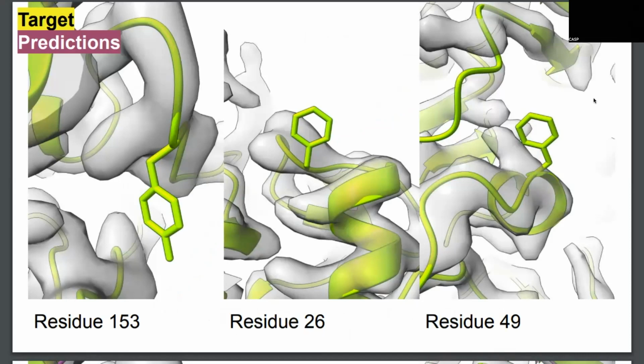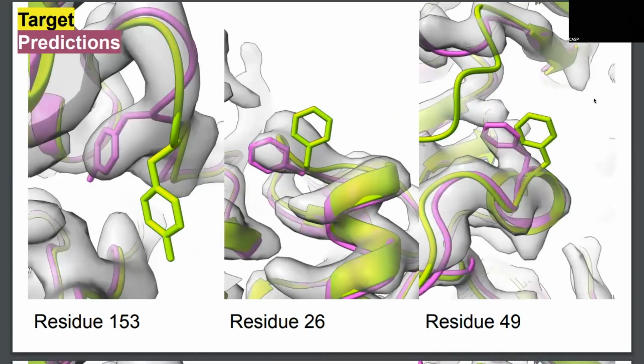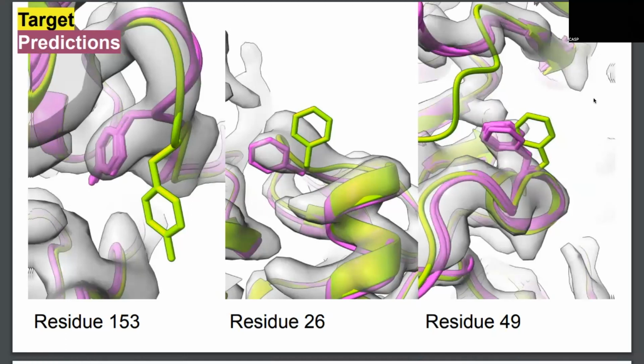So this is why we have CryoEM experimental maps when we do these assessments, not just the target, because the targets do tend to be a little bit wild. So here's one of the best predictions, and we can see the best prediction actually fits the data much better. And if we look at the top 4, that's also true.